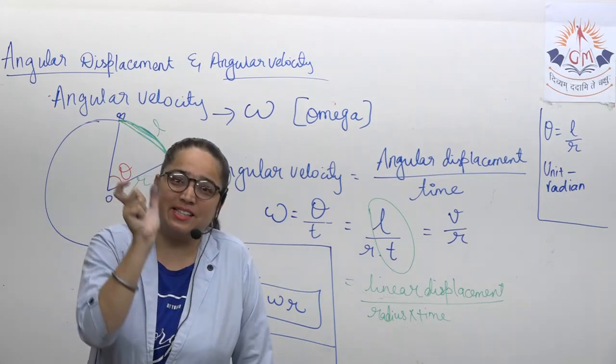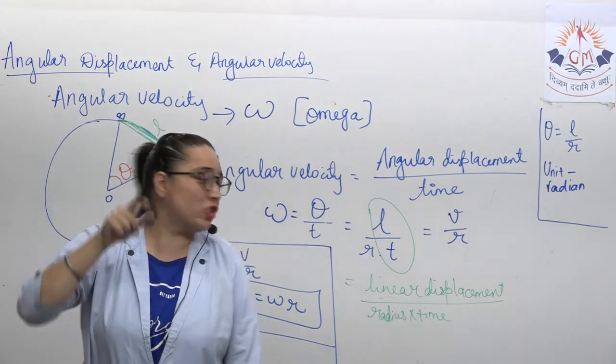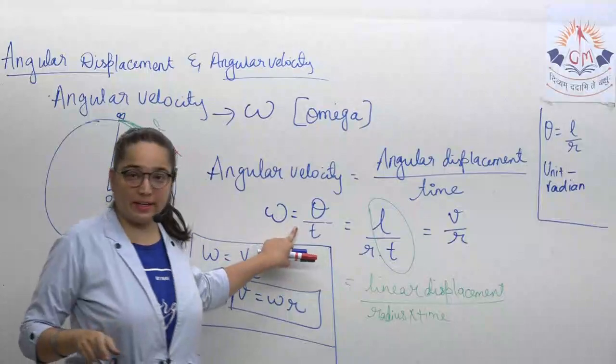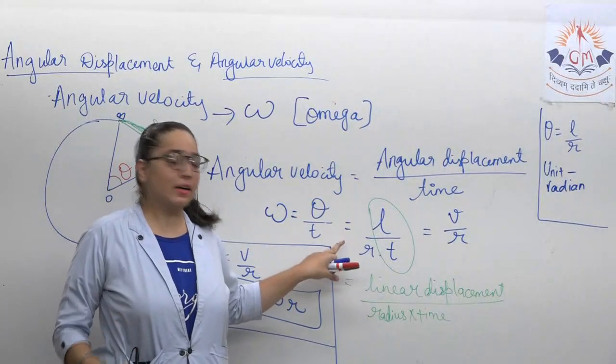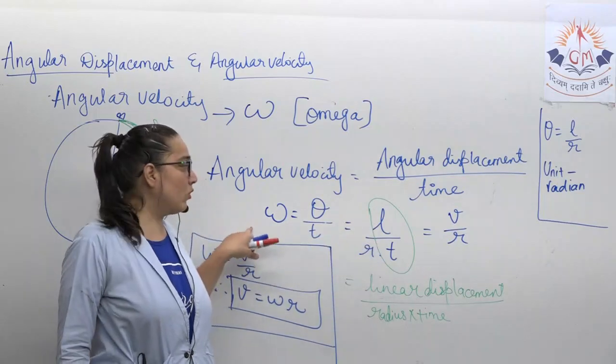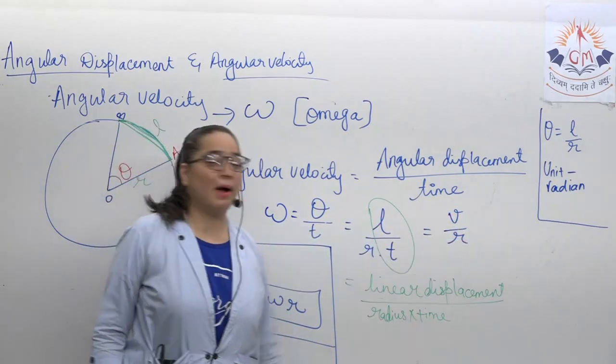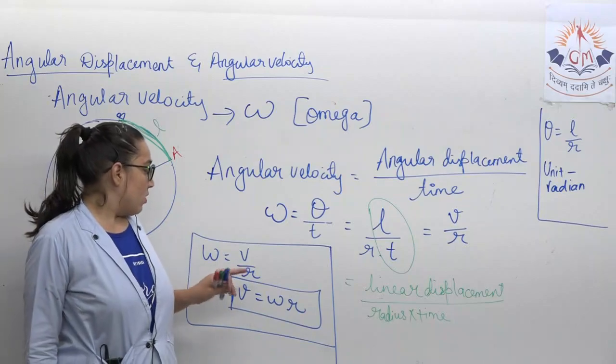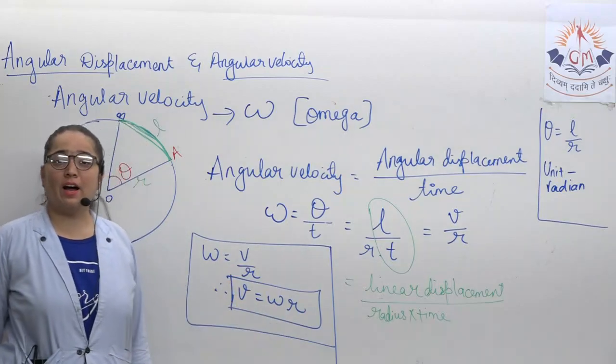Angular displacement is theta. So omega is equal to theta by t. Replace theta by L by R. So L by t into R, what is that equal to? Omega. So omega is equal to V by R, or you can say V is equal to omega R.